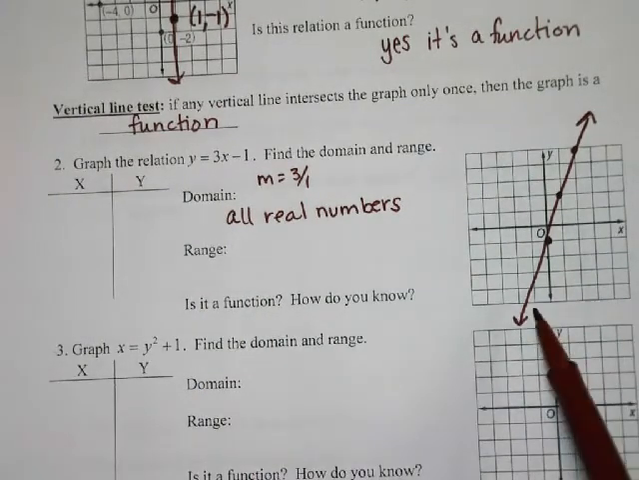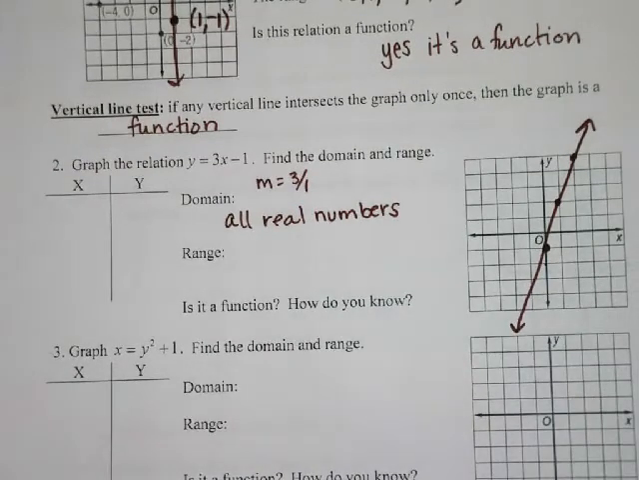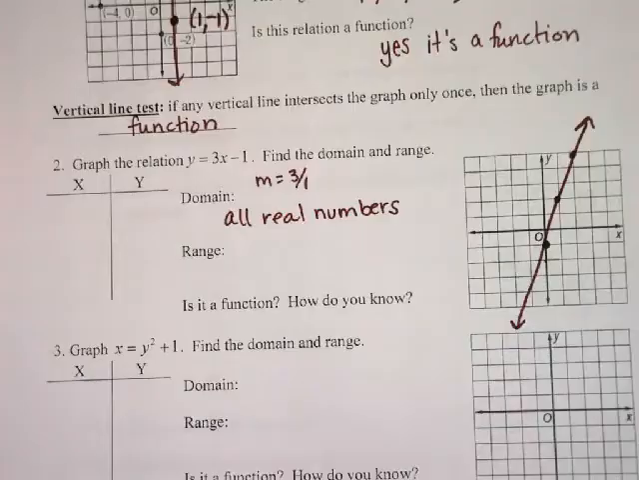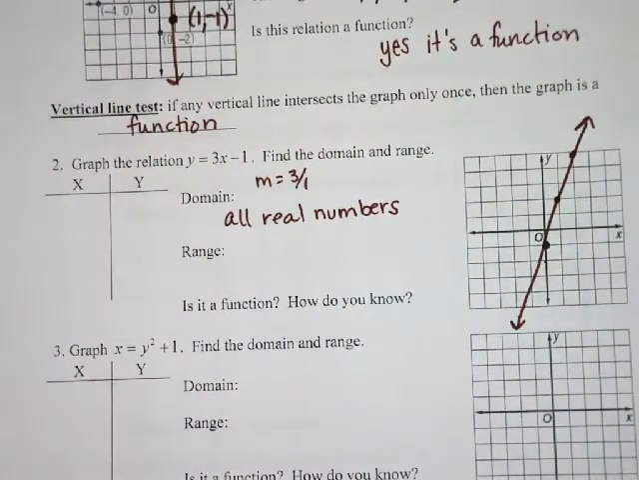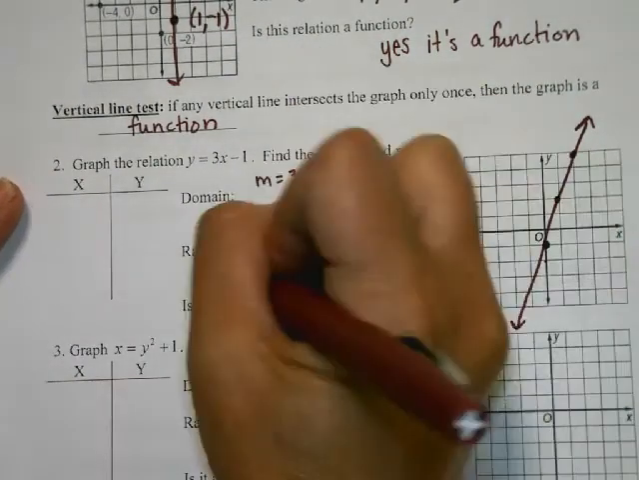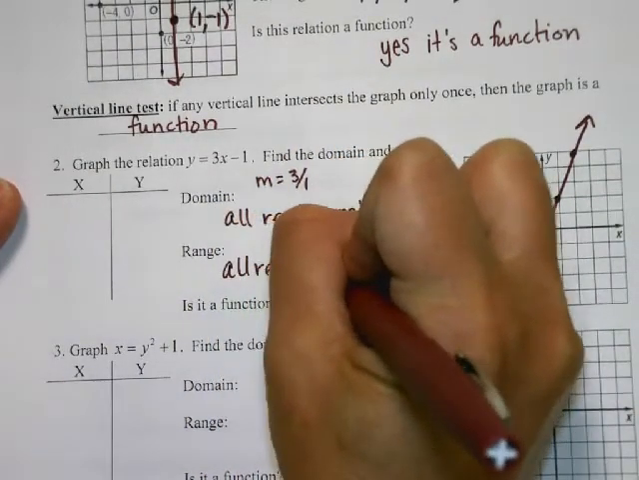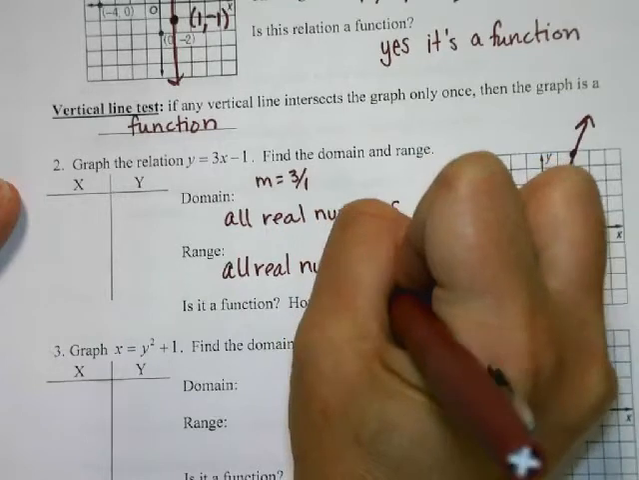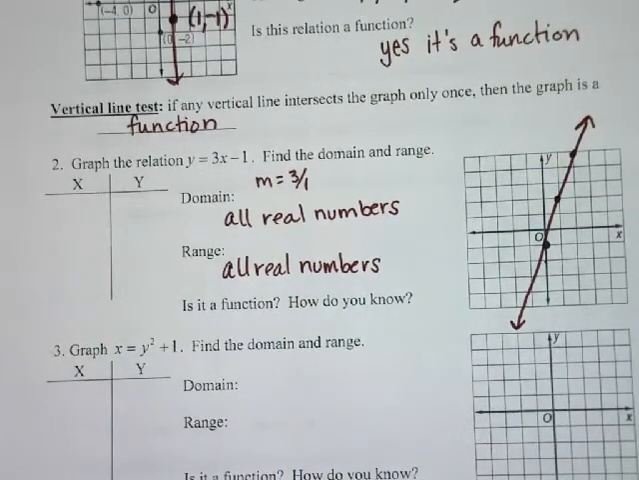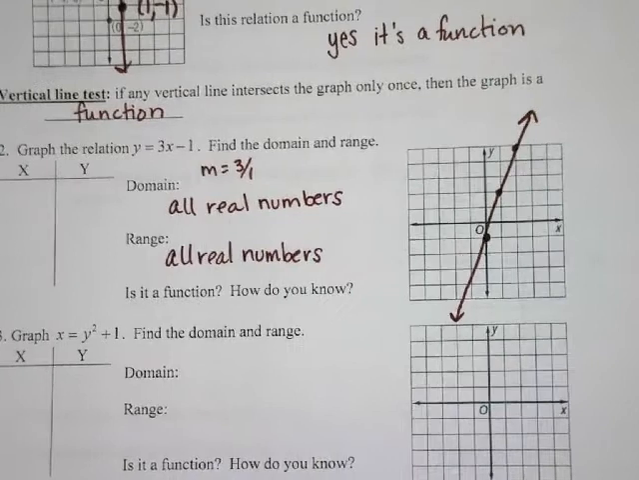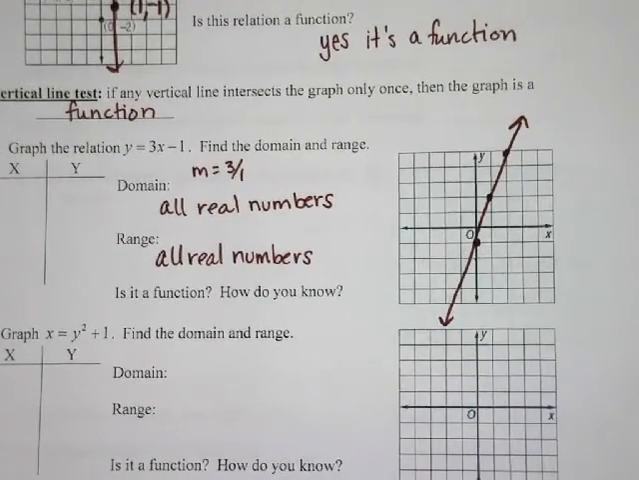Okay, how about my range? My ranges are my y values. Is there any number I couldn't get out of this guy? No. So he's also all real numbers. In fact, every line, as long as it's not horizontal or vertical, the domain and the range will be all real numbers.